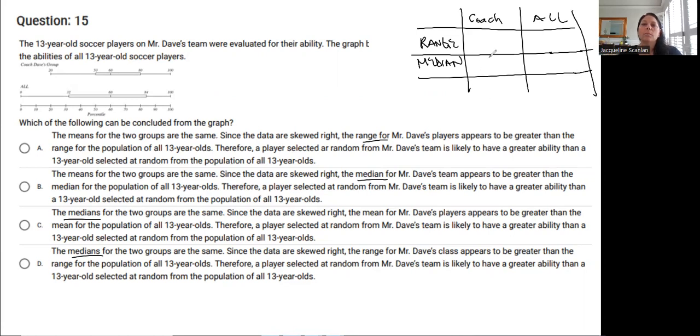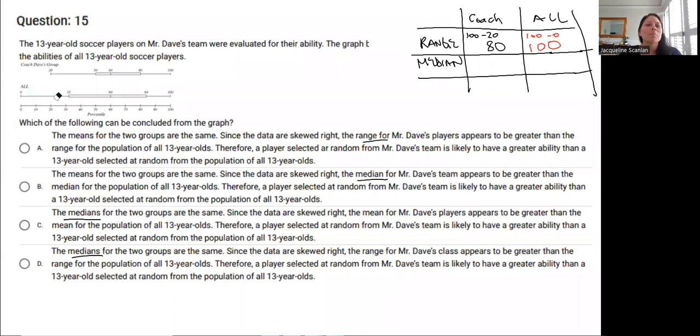Okay, so I'm going to start by finding the range. Remember, on a box plot, to find the range, you take the biggest point on the graph and the smallest point on the graph, the maximum and the minimum, and you subtract them. So the range for Coach Dave's group would be 100 minus 20, which is 80. And the range for all of the players is going to be 100, which is the biggest point, minus the smallest point, which is 0. And you guys know that 100 minus 0 is 0. What? 100 minus 0 is 100. Sorry.